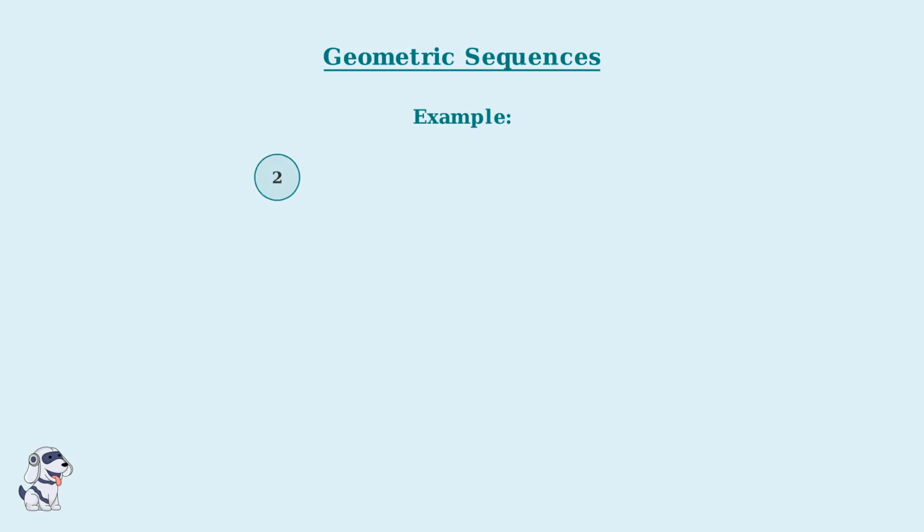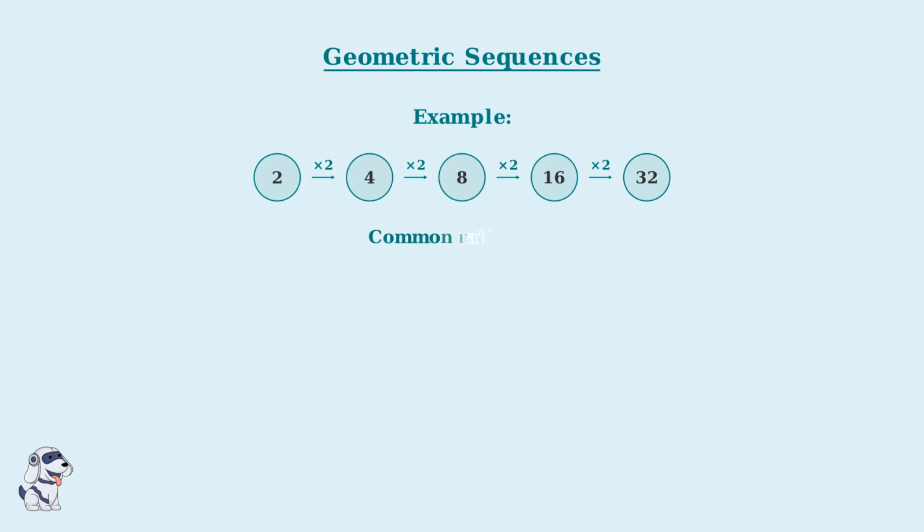Let's look at a concrete example. Consider the sequence 2, 4, 8, 16, 32. Notice that each term is exactly double the previous term. Since we multiply by 2 to get each new term, the common ratio r equals 2.